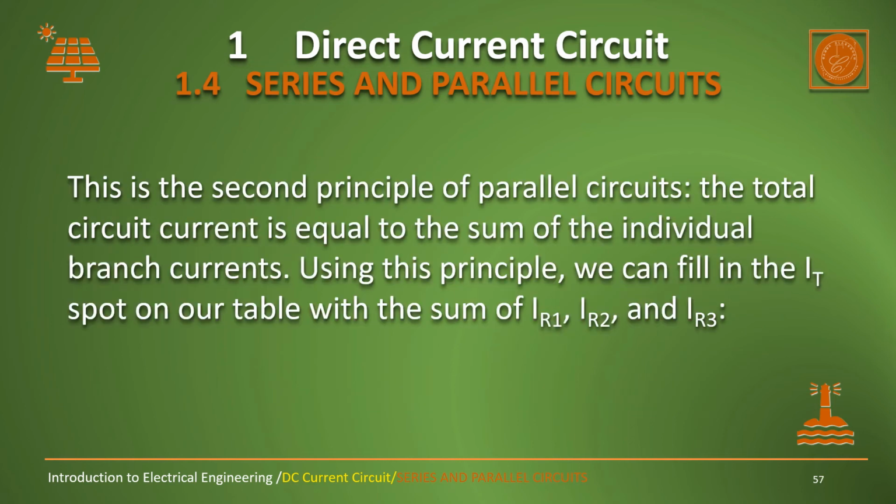This is the second principle of parallel circuits. The total circuit current is equal to the sum of the individual branch currents. Using this principle, we can fill in the I total spot on our table with the sum of IR1, IR2, and IR3.